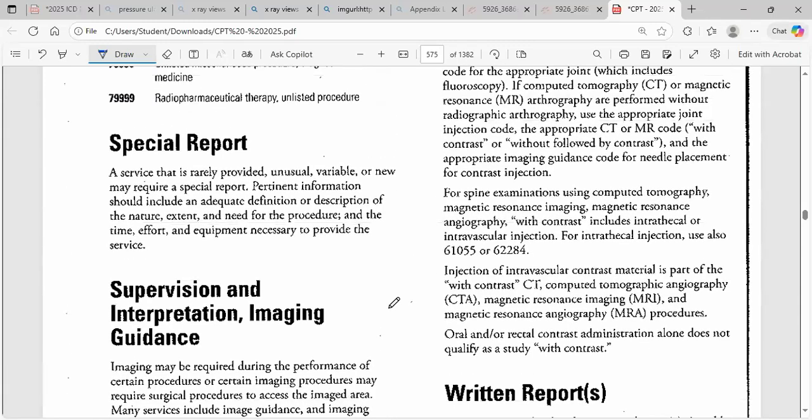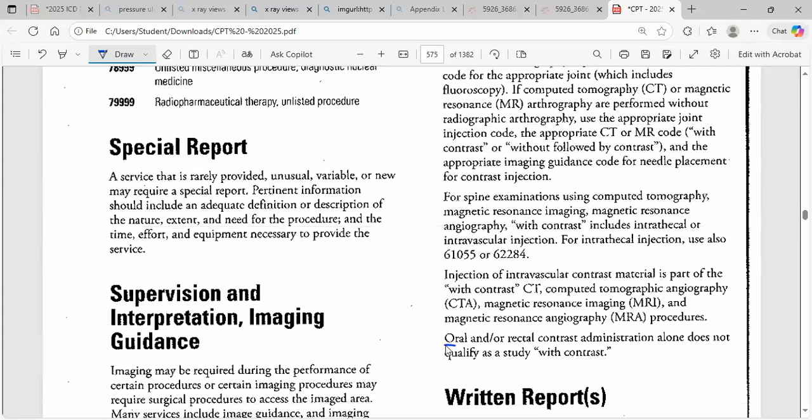So make a note in your book that whenever contrast has been administered through the oral and rectum, we are not going to consider this as a contrast, even though any iodine containing liquid has been used or any barium enema has been used as in contrast. Still, we are not going to consider it as a contrast.